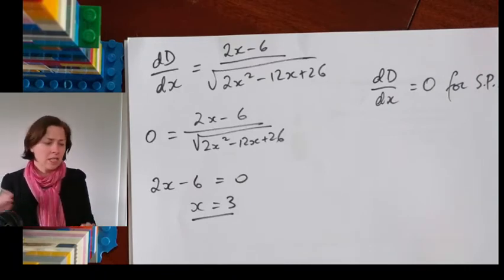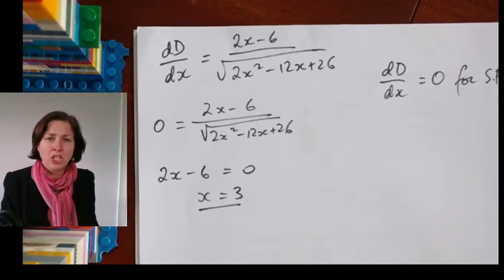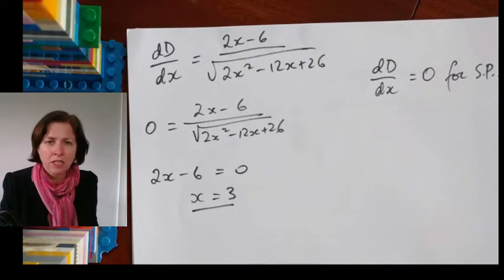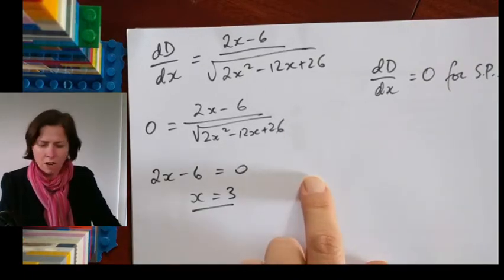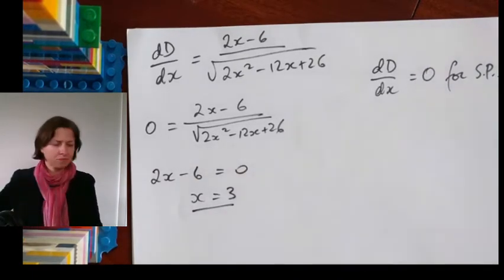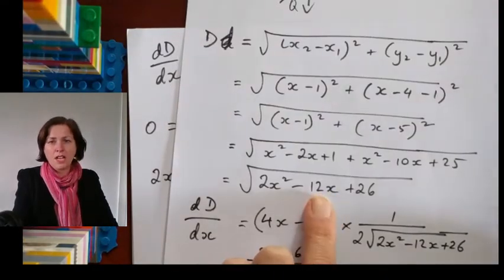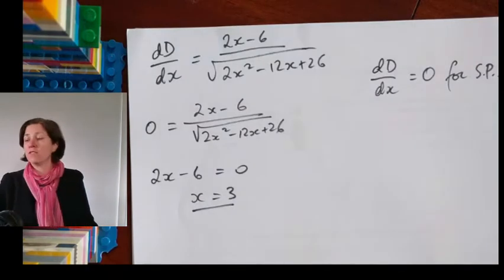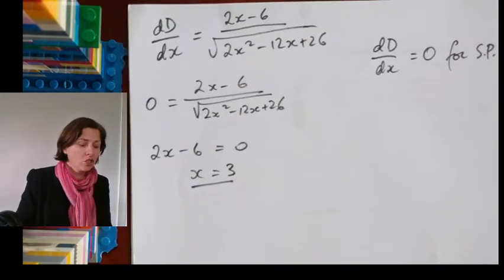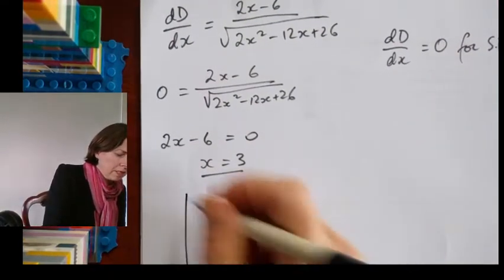So I found a value of x which gives me a stationary point on the equation that I found for distance. Here's my distance equation, right? I know a stationary point. I don't know what kind of stationary point it is. So let's just do a quick check.